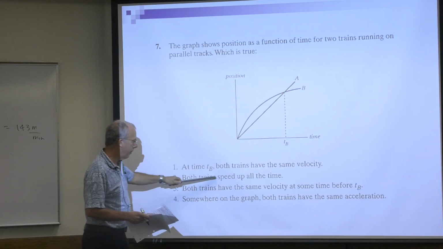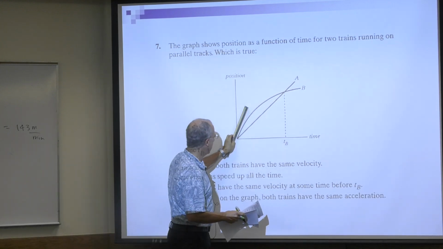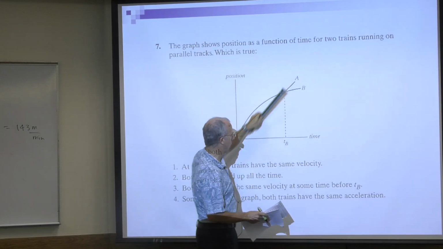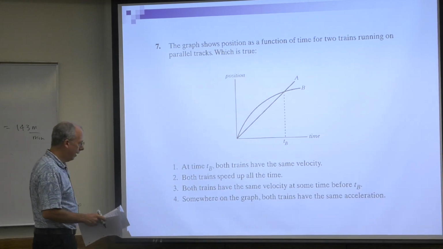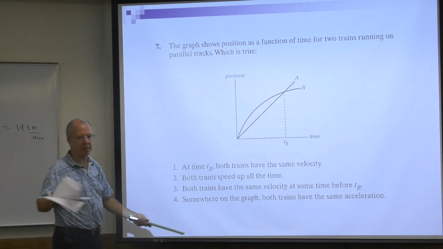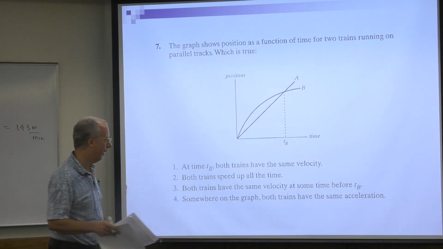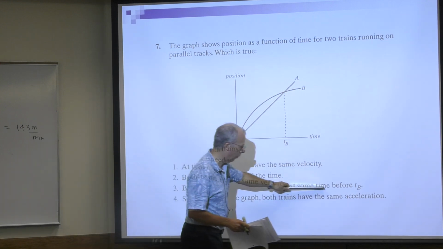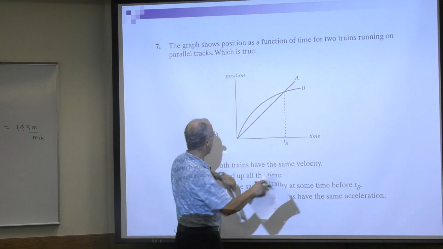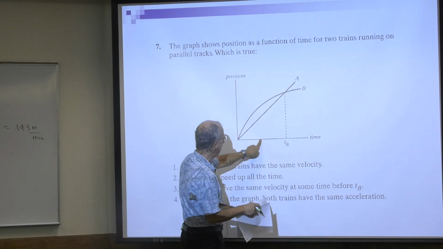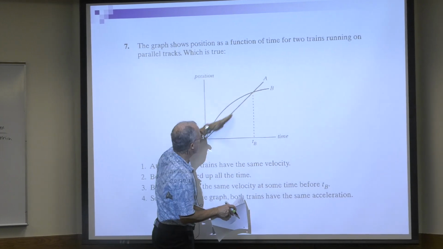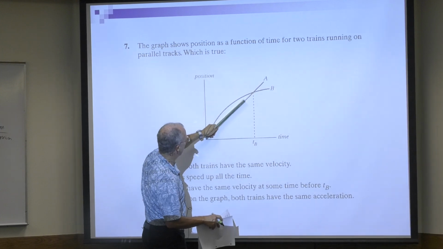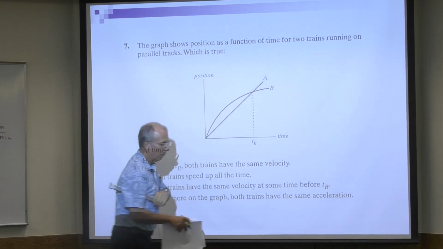Number 2, both trains speed up all the time. Well, let's see. This guy is slowing down, and this guy has a constant slope. So number 2 is wrong. Number 4, we don't even know what acceleration is yet. We haven't even talked about it, so we know that's wrong. Has to be 3, right? Both trains have the same velocity at some time before tb. And that's true, somewhere around sometime here. Here's the slope of this guy, and right around here, that's the slope. Don't these have the same slope? Yeah. So the answer is 3.